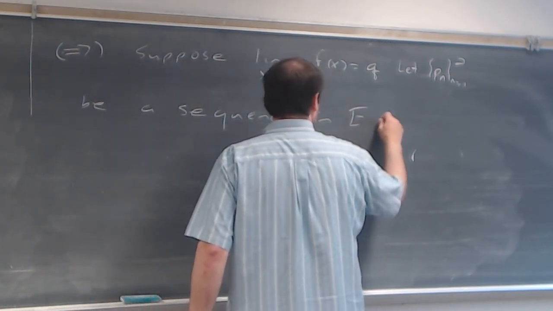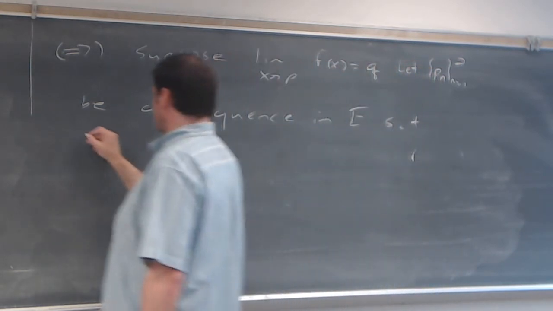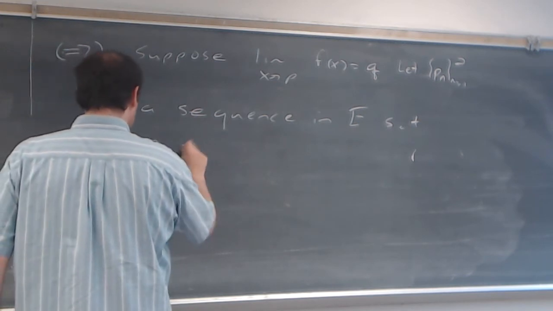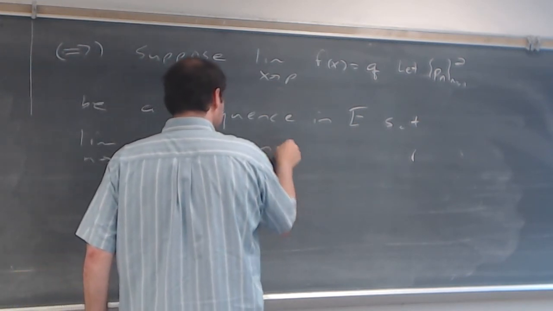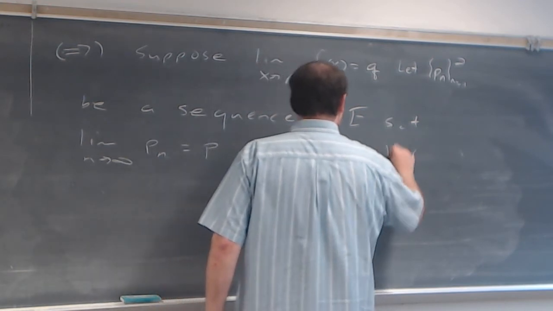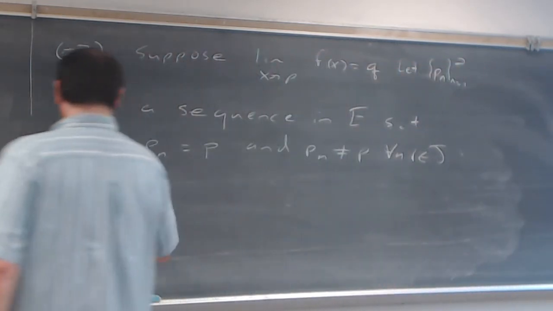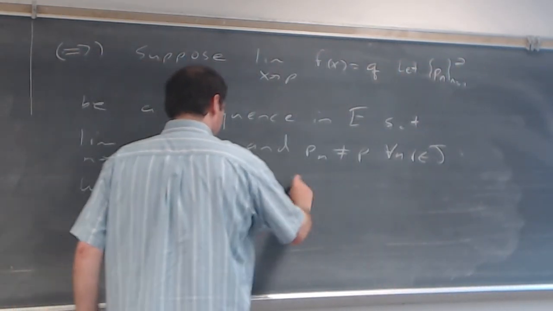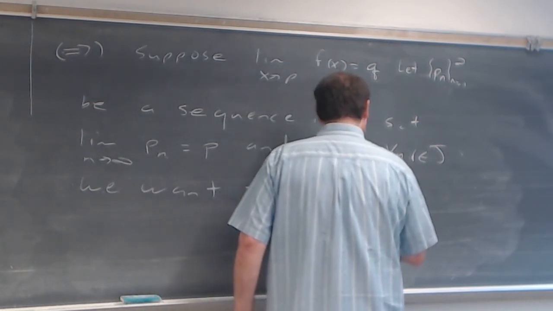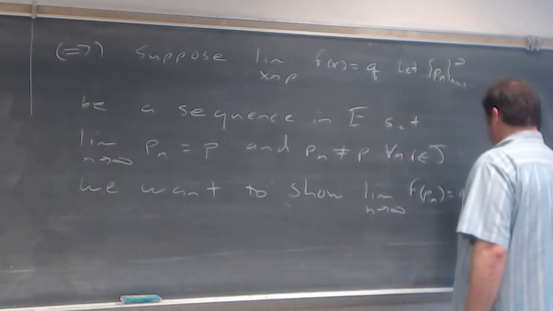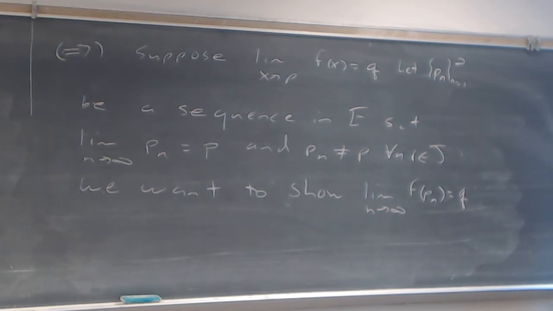In E, such that the limit as n goes to infinity of p sub n equals p, and p sub n is different than p, and that's true for all n element of J. And we want to show that the limit as n goes to infinity of f of p sub n equals q. Now f of p sub n is a sequence, and it's going to be a sequence in Y. Okay? So that's what we want to do.